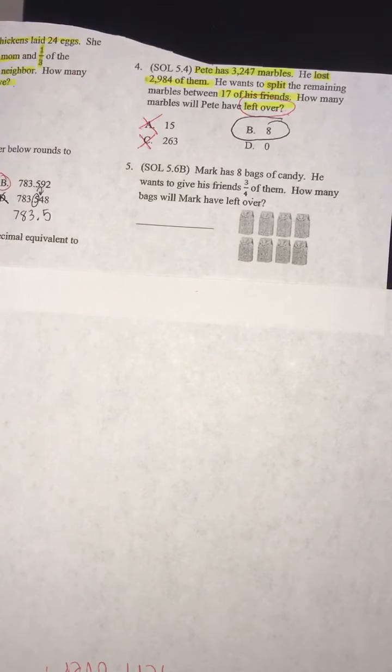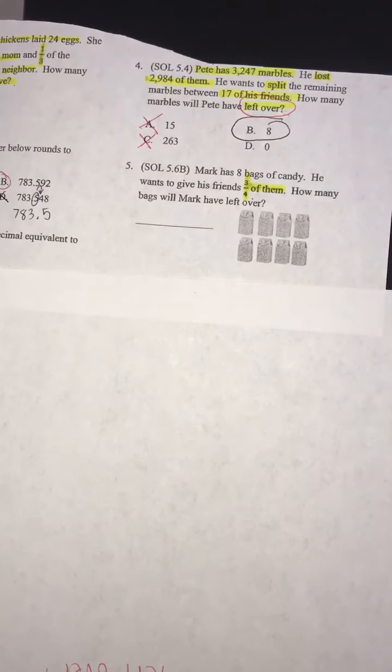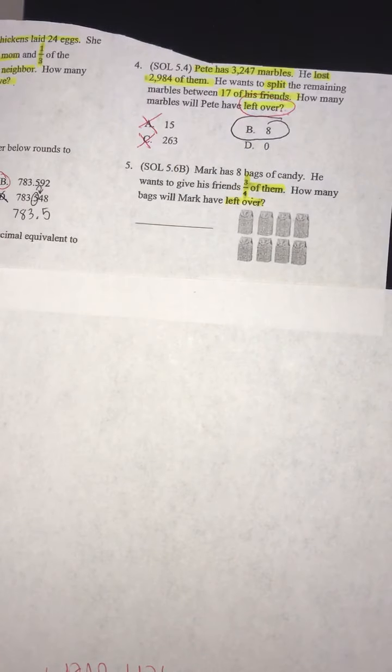Number 5. Ooh, okay. Mark has 8 bags of candy. Do you see them there? Pictures drawn. He wants to give his friends 3/4 of the bags. How many bags will Mark have left over? I am loving the pictures.